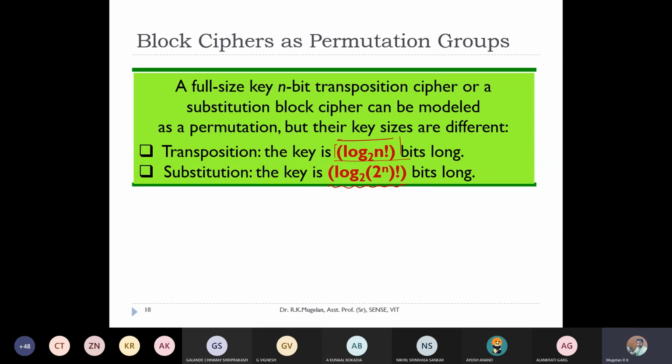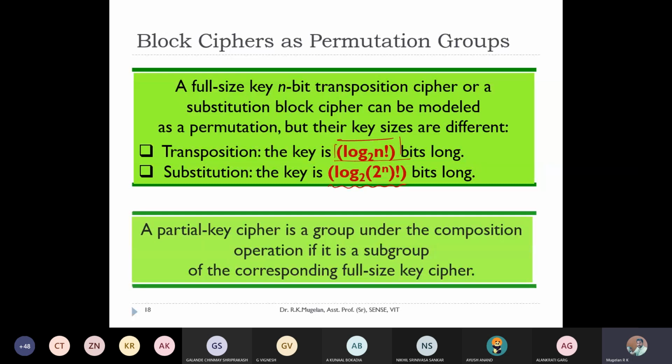From this you can see how modern-day block ciphers rely on substitution techniques compared to transposition. You can also have a partial key cipher, instead of a full-size key, where the partial key is a subgroup. I hope you remember what a cyclic subgroup is. If it is a cyclic subgroup, then you can easily generate the full-size key from the subgroup elements itself. So this is a basic introduction to some of the technical terms, and the reasons why they prefer one particular type of cipher technique in modern-day cryptography.